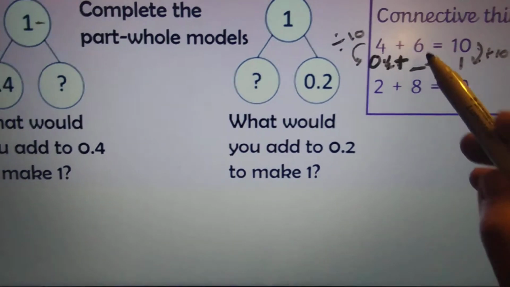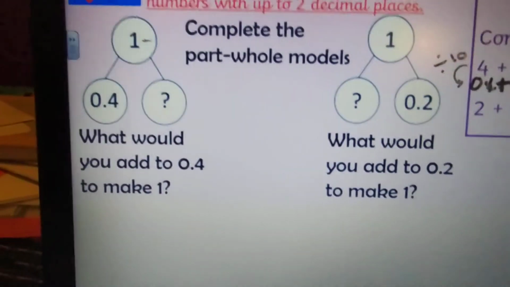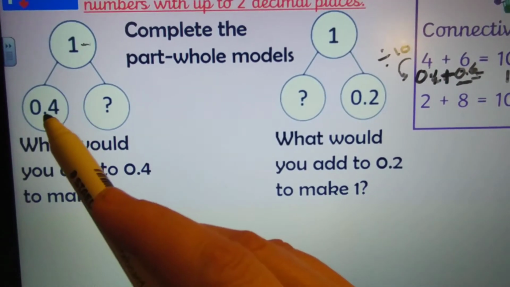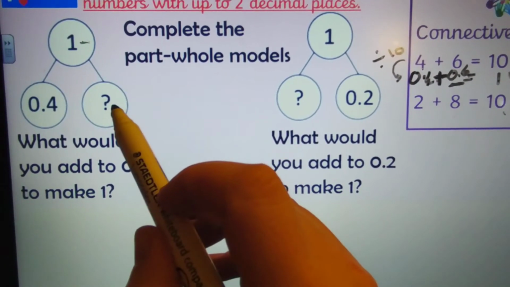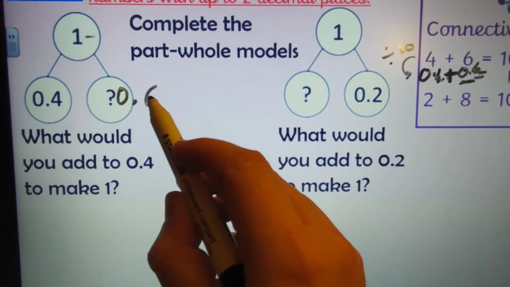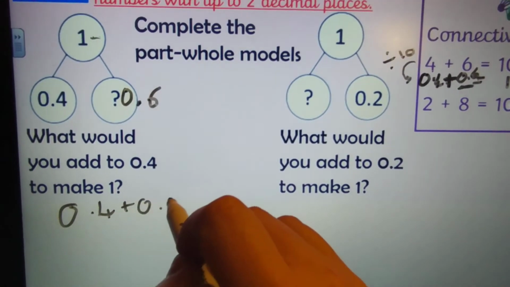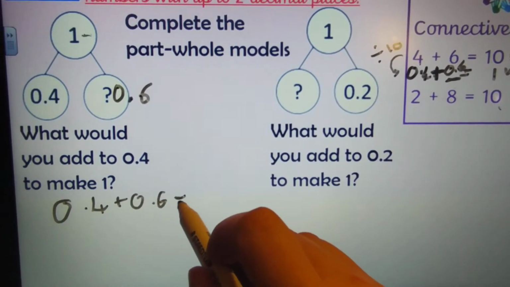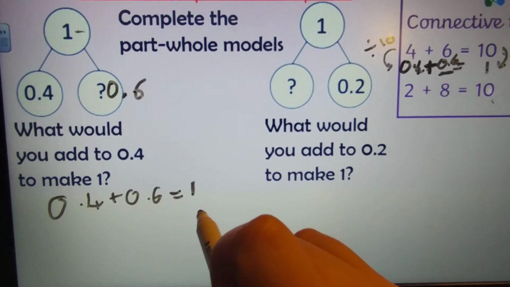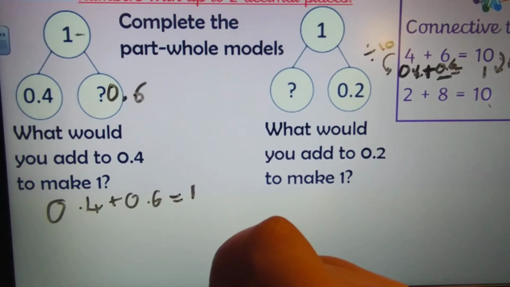So 6 divided by 10, I'm going to see if I can squeeze it on, is 0.6. So if we come back to our part-whole model over here, we've got 1 as the total, 0.4, so we're adding in where our question mark is here, 0.6. So what we're saying there is 0.4 add 0.6 equals 1 whole. And here's our number fact here, look, 4 add 6 equals to 10. 0.4 add 0.6 equals 1.